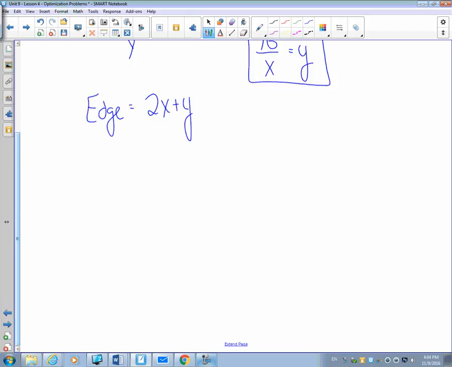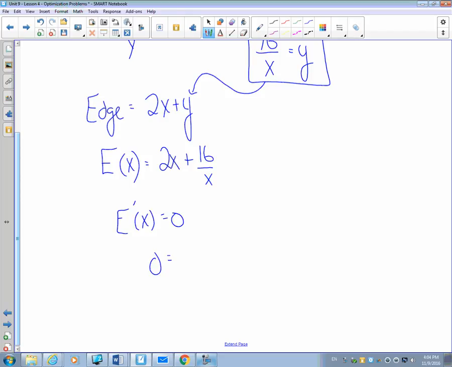So I want to write an expression for edging. And hey, I can use this in here. And now I've got an expression for edging in terms of x. If I want to minimize my edging, what can I do? Take a derivative, make it equal 0. So let's do that. Now, derivative of 2x is just 2. Just thinking here, okay guys, 16 over x is the same thing as saying 16x to the negative 1. Always, always, always. So really it's minus 16x to the negative 2 when I take my derivative, right?